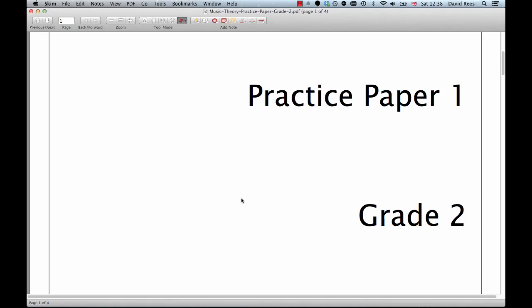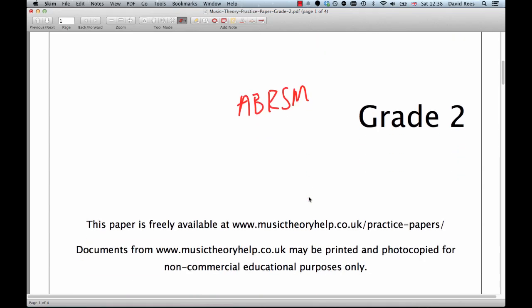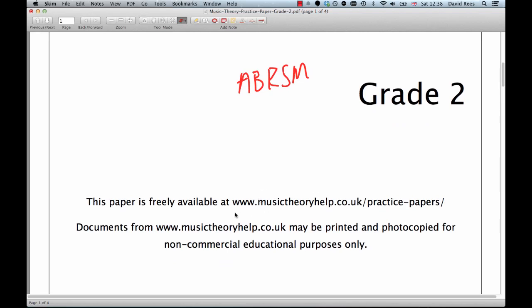Okay, moving on to ABRSM Grade 2. Hopefully this doesn't trip us up too much. We probably need to know a few more things, and there'll be a few more advanced ideas in this exam paper, but if we've studied all of the ideas about music theory, this is not going to be a problem at all. Just to say again that I got this paper from musictheoryhelp.co.uk, which is a really good site.